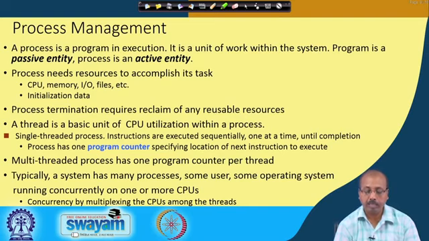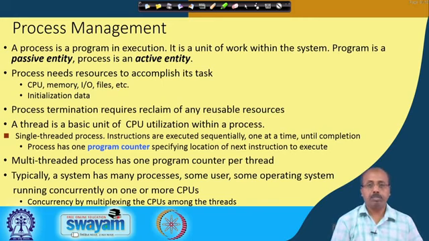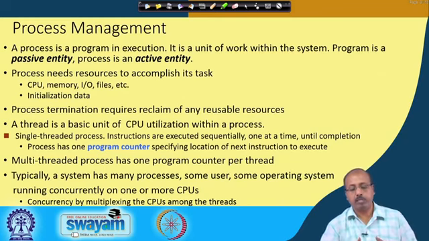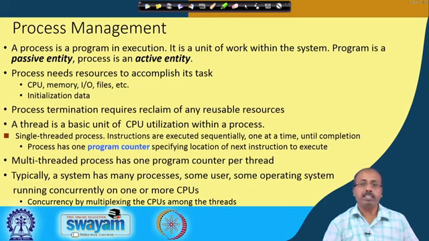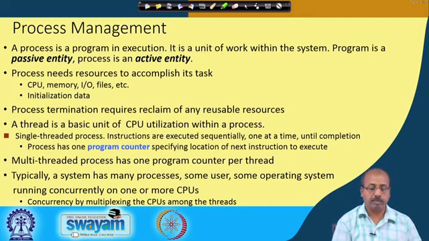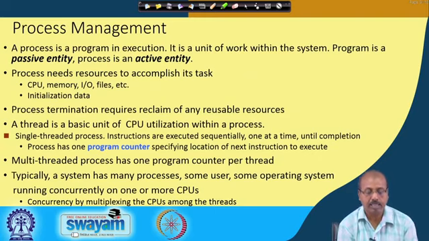Typically, a system will have many processes, some user and some operating system processes, running concurrently on one or more CPUs. This is the most general scenario. We can have some user processes and some operating system processes. They will run concurrently, and there may be a single CPU or multiple CPUs. Depending upon the scheduling policy, these processes are given to these CPUs and then they execute. So, their concurrency has to be maintained.